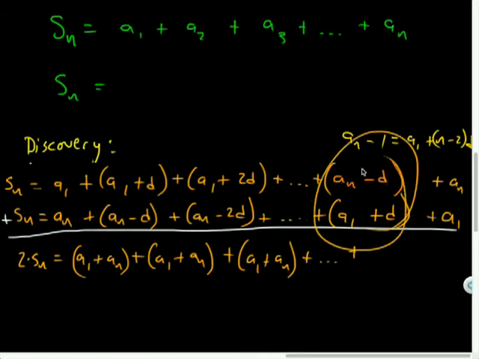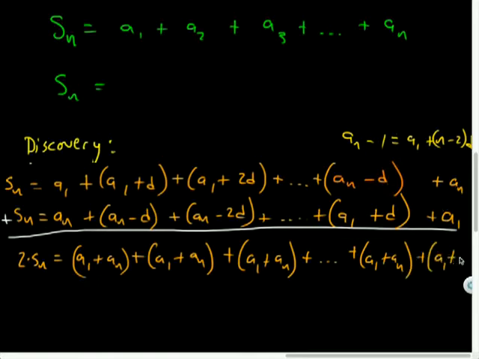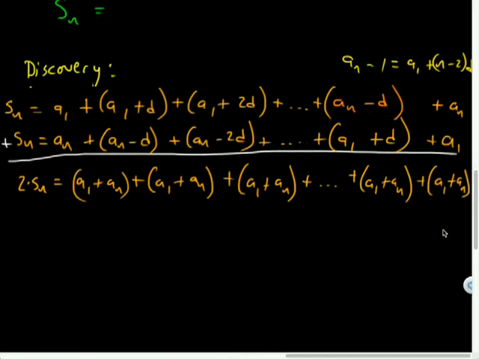Plus, what happens here? An plus A1. An plus A1, or we'll call it A1 plus An. And what's this? A1 plus A1 plus An. And now question, how many A1 plus Ans are there? n.